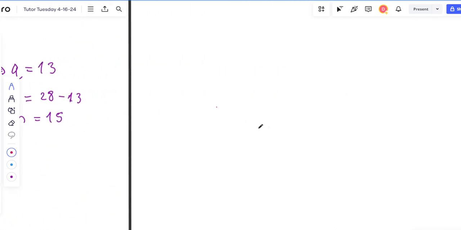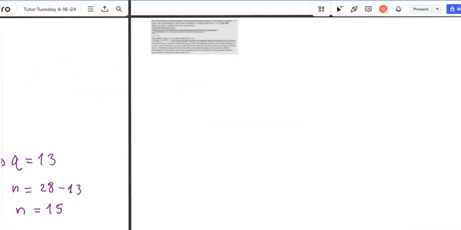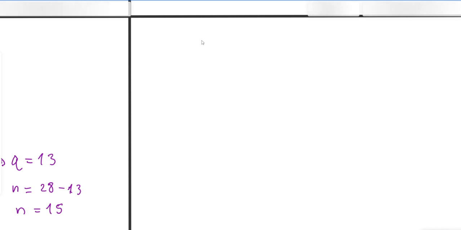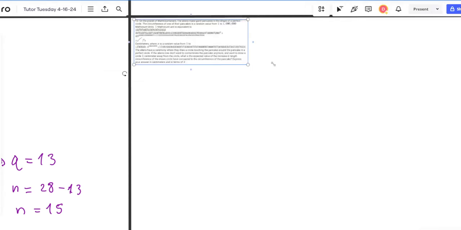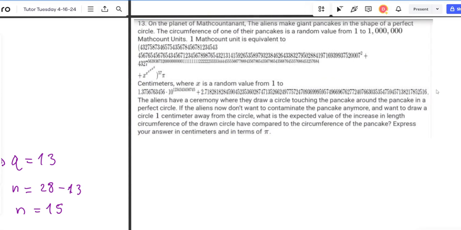Another problem that I'm looking at right now, and honestly, I don't know if this is a joke or not. Yeah, what is this?